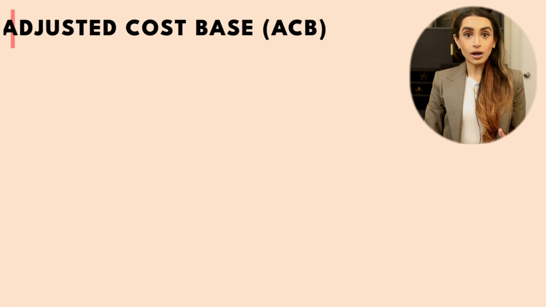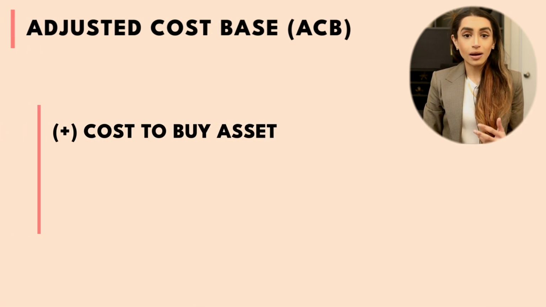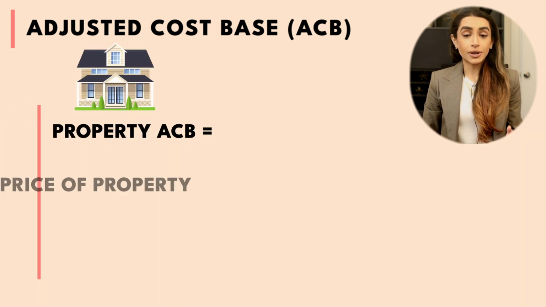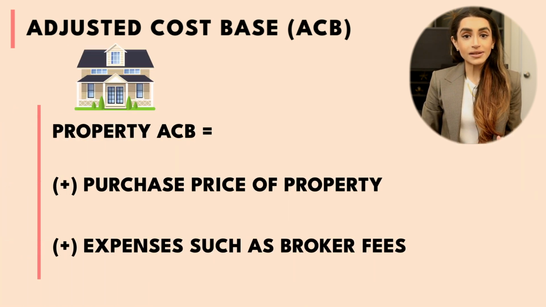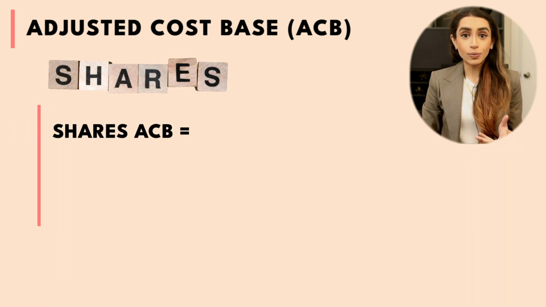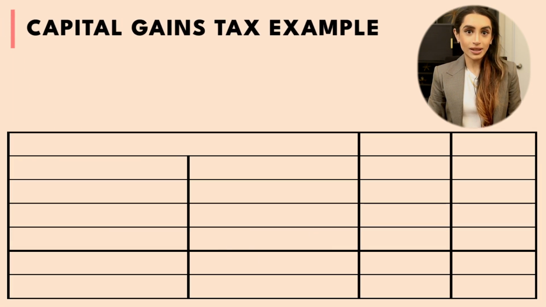Now, the adjusted cost base is a fancy word for how much it costs you to buy the asset, plus any expenses you incurred. For a property, your ACB is the price you bought it at, plus any expenses such as broker fees. For shares, you typically buy these at different points in time and at various prices. In that case, your ACB is a weighted average cost. So let's understand this with an example.